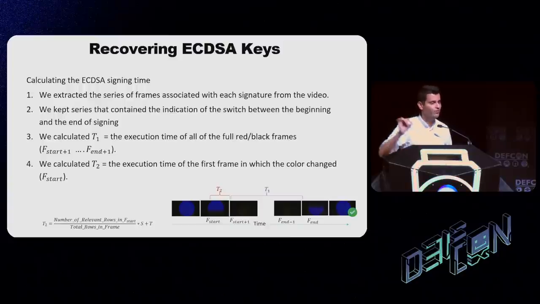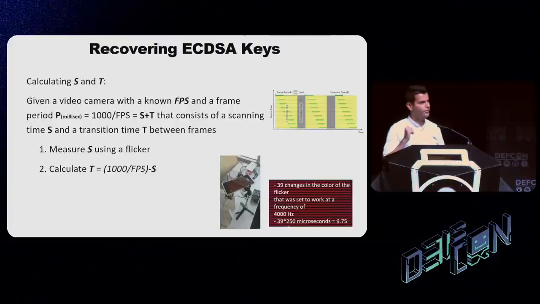Now, so far, Ofek discussed the scanning time and the transition time, but he did not mention how you can determine them. So let's discuss how we can find S, which stands for the scanning time, and T, which stands for the transition time. I remind you of the experiment that we did at the beginning with the flickering LED of the Arduino.